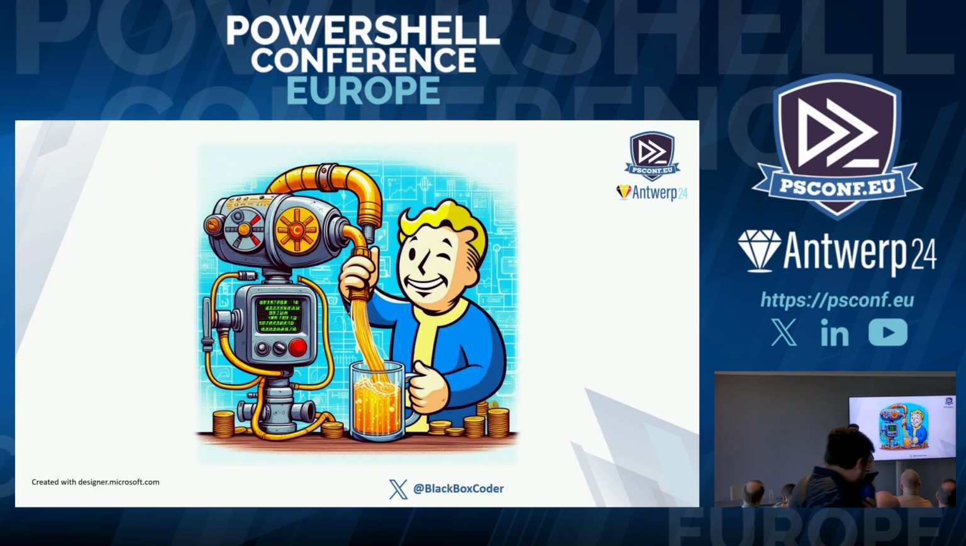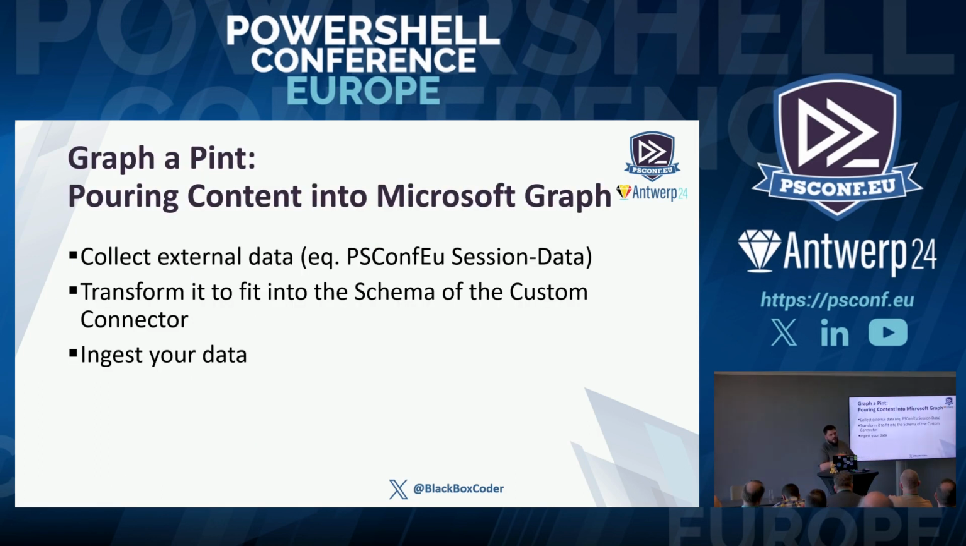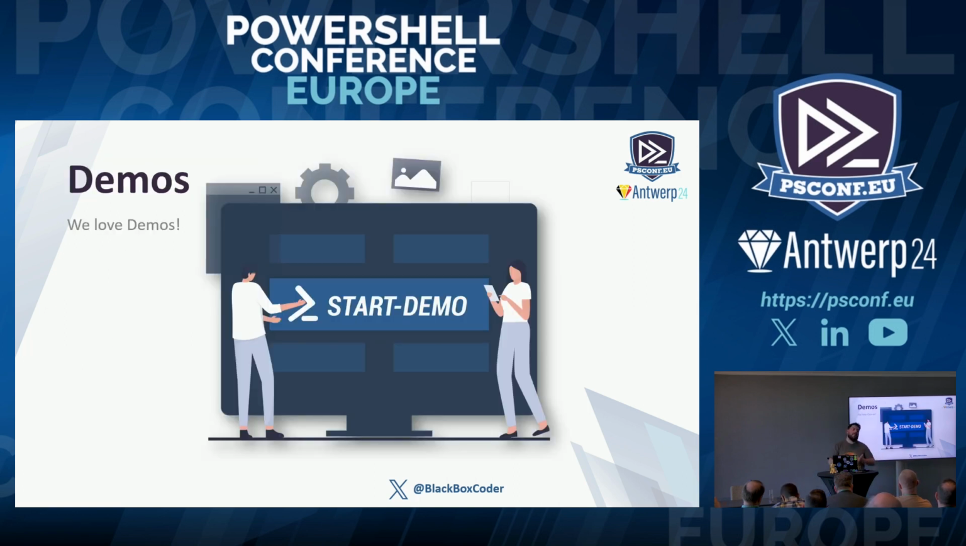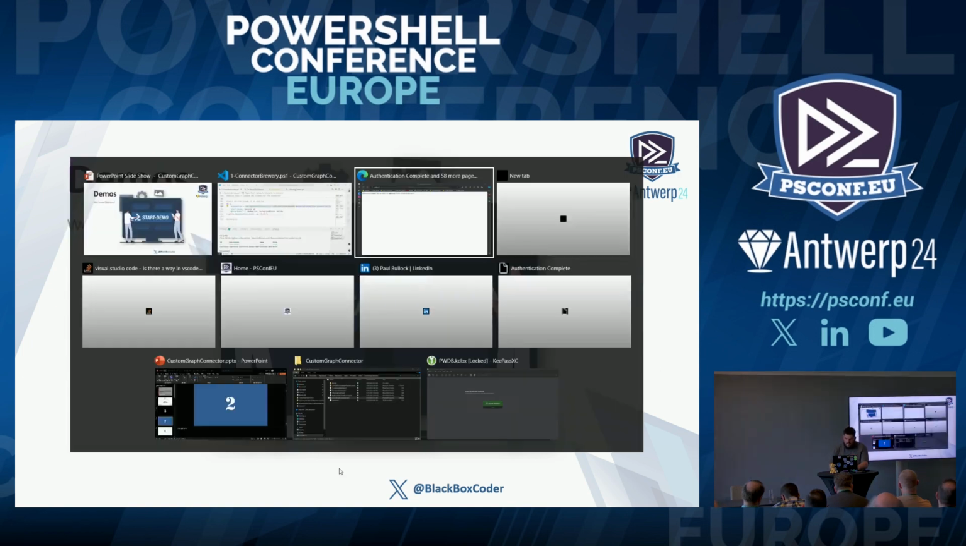Now we want to put some content inside of our Microsoft Graph connector. What we need to do for it, we have to collect our external data, for sure. We have to transform it so it fits into our schema, like I showed you, I only need those properties. And then afterwards, we just ingest our data. And with this final step, we should be done and good to go. With that said, let's head back to VS Code.